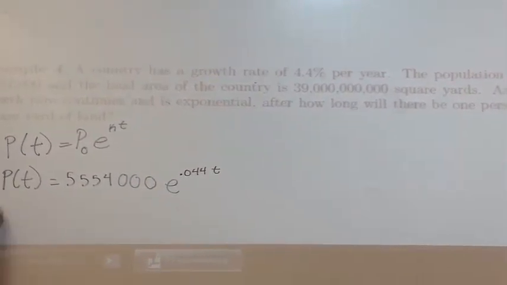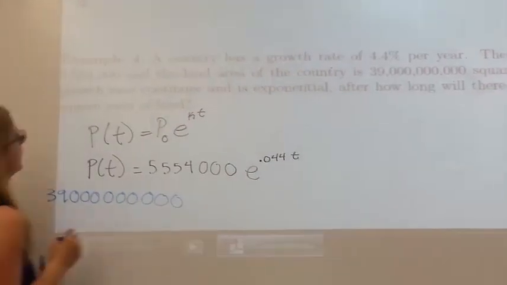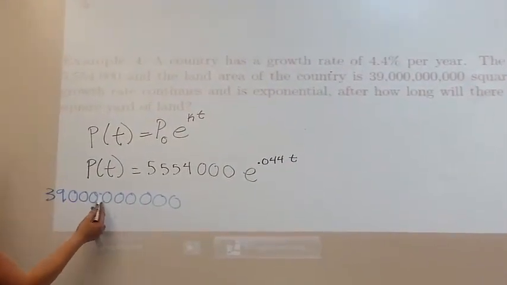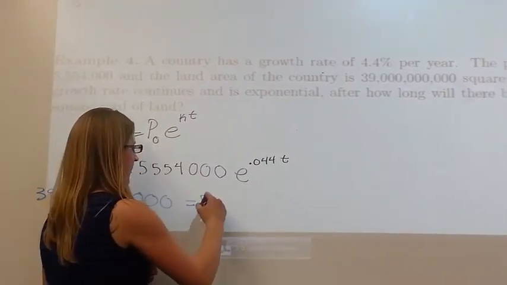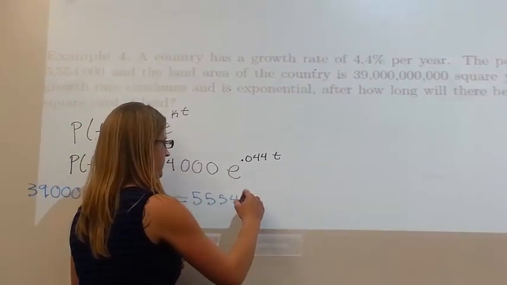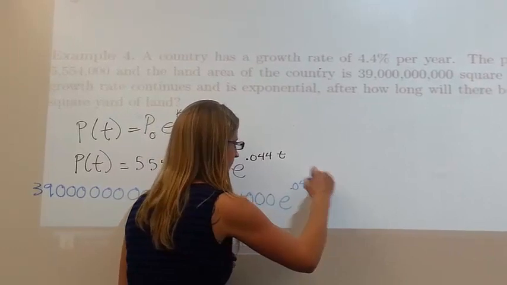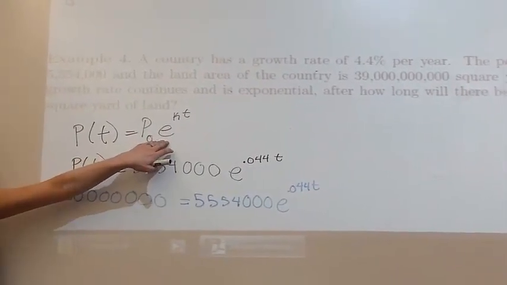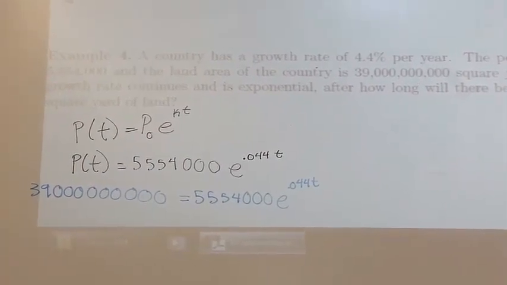So 39 billion. Did I do the right number of zeros? 1, 2, 3, 4, 5, 6, 7, 8, 9, 9 zeros. Equals 5,554,000 e to the 0.044t. Where did we get the e from again? From the formula. That comes straight from the formula. Now I've got to solve for time, right? Because it's asking me to solve for time.